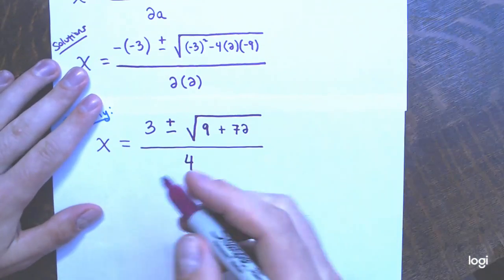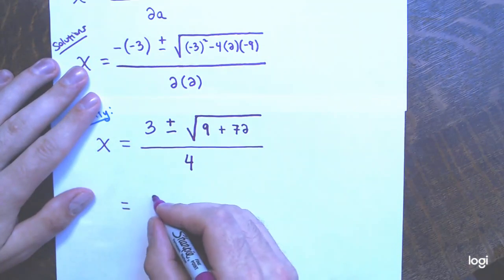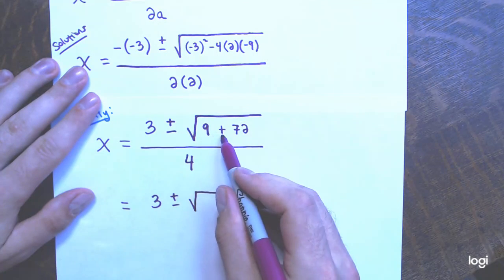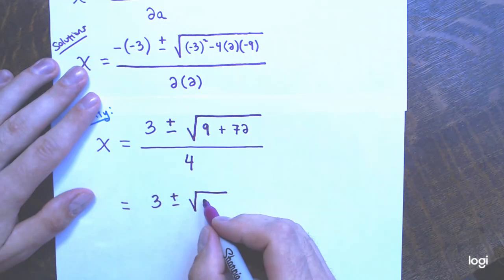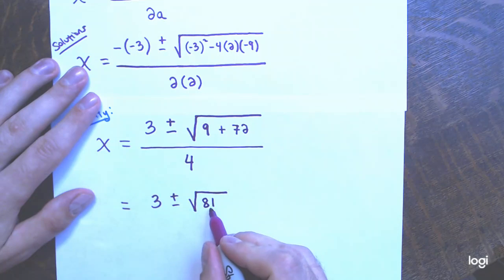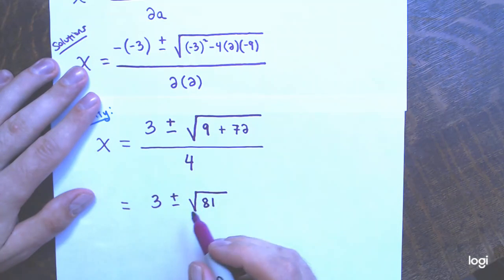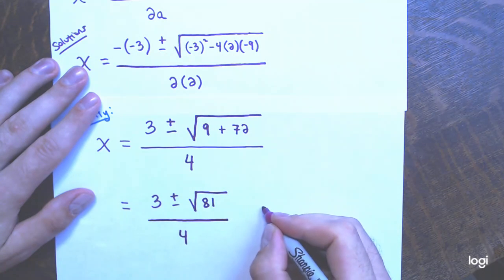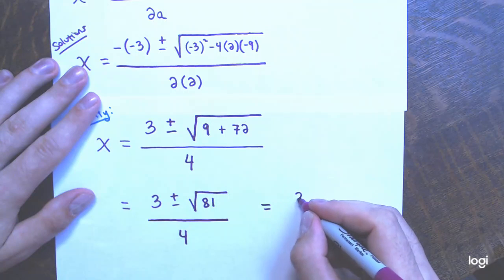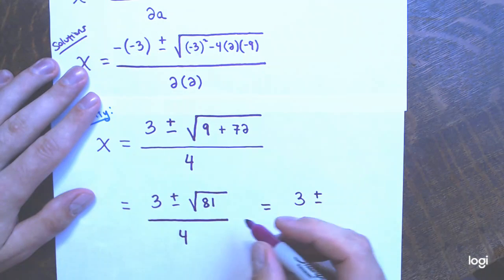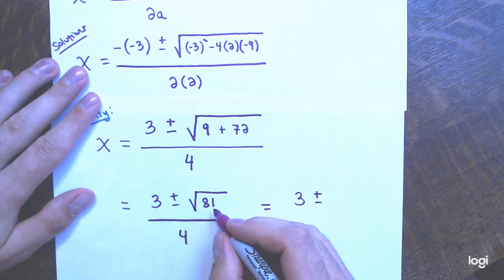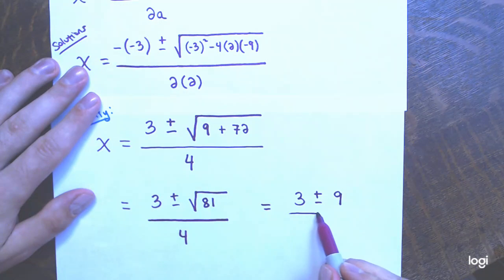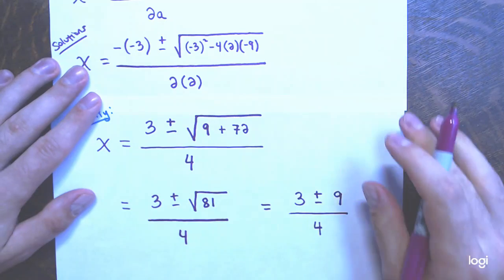All right, so we have 3 plus or minus the square root, 9 plus 72 is 81. And ooh, that's a nice perfect square, right? So I can simplify that even further. And again, all of that divided by 4. I'll go over the side here. So this is 3 plus or minus, and then the non-negative square root of 81. That's 9, right? 9 squared is 81. All that divided by 4, right?